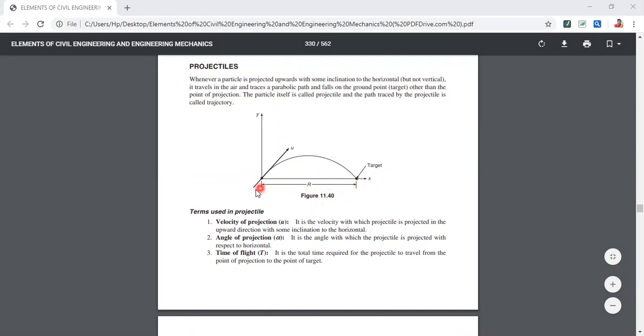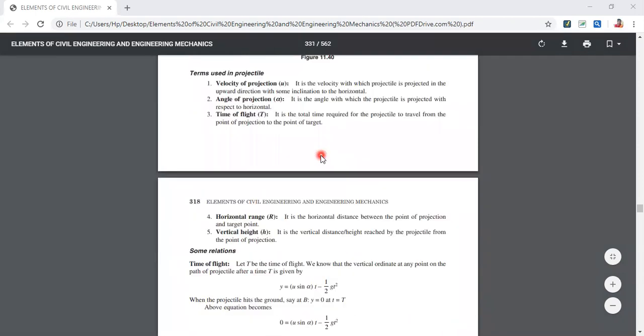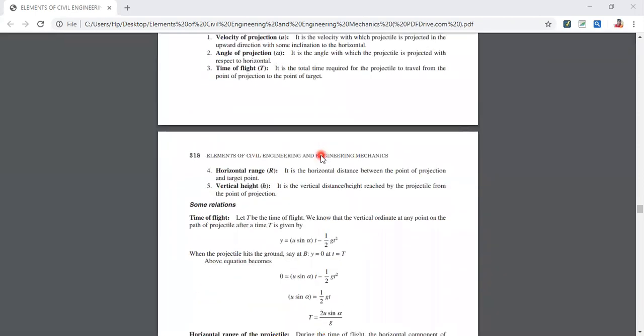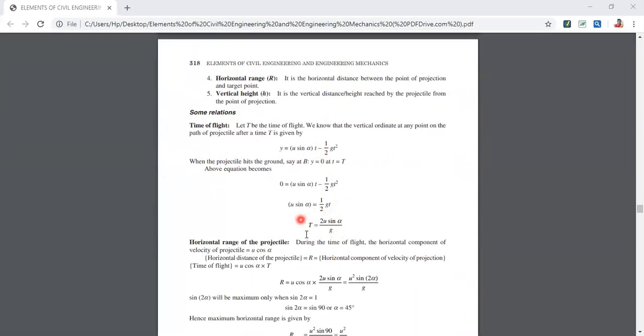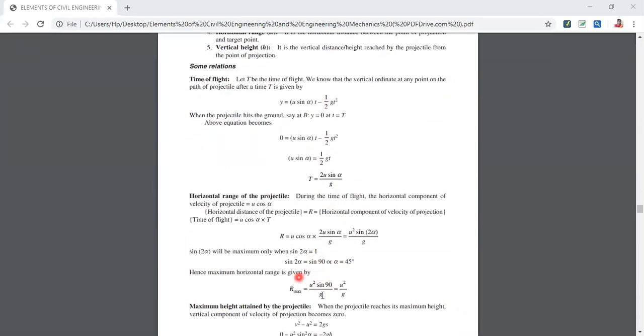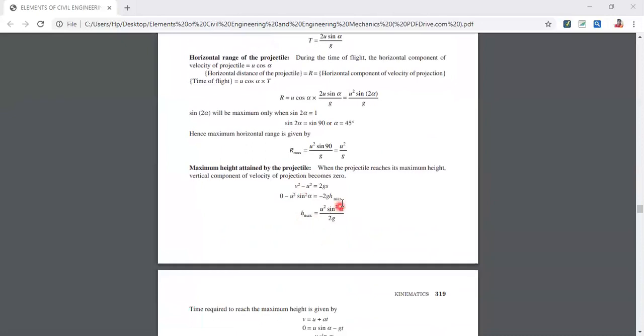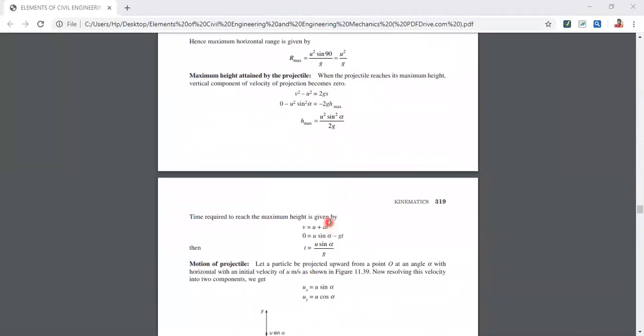That is the horizontal range, the initial velocity of projection u, the time of flight, which is the total time taken, and then the maximum vertical height, and then some relations for the time of flight, the horizontal maximum range, or the maximum height the body has reached.